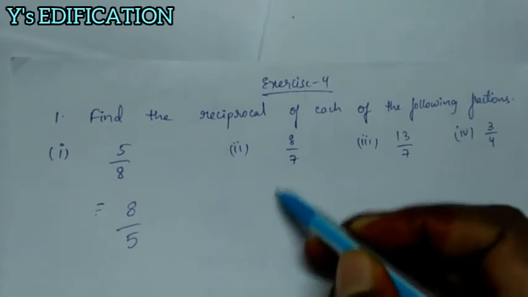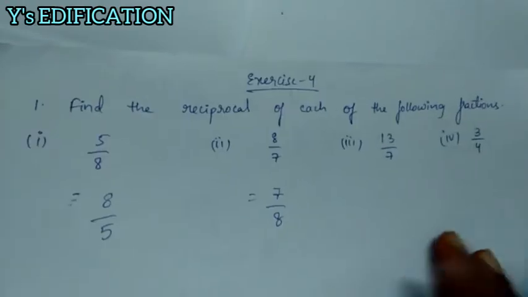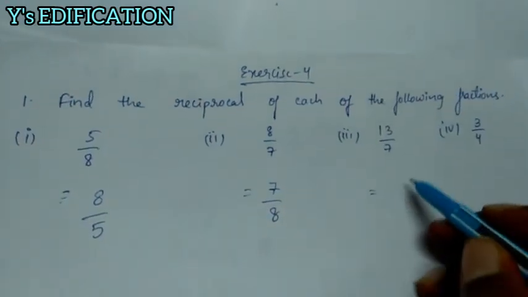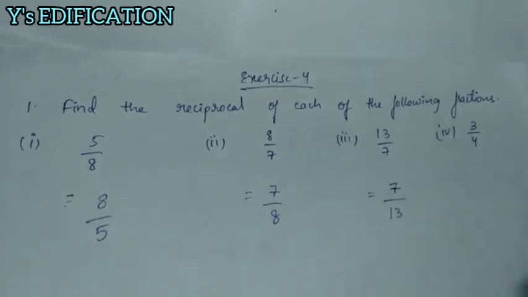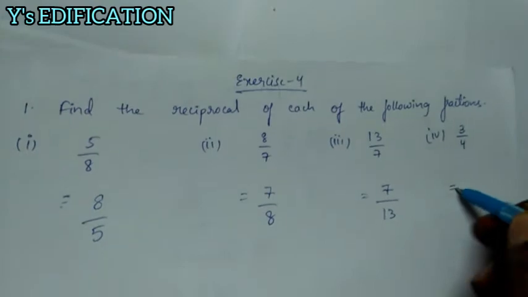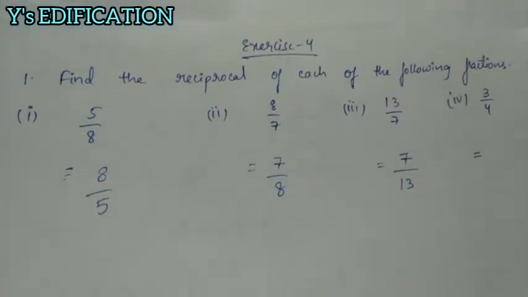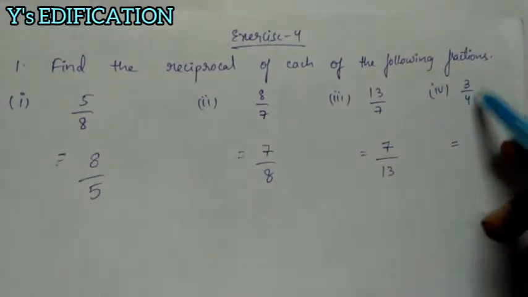Okay, so what is the reciprocal for 8 by 7? 7 by 8 is the reciprocal for 8 by 7. For 13 by 7, 7 becomes the numerator and 13 becomes the denominator. Okay, simply we are reciprocating. That means we are changing the numerator to denominator and denominator to numerator, vice versa. Okay, so what is the reciprocal for 3 by 4?